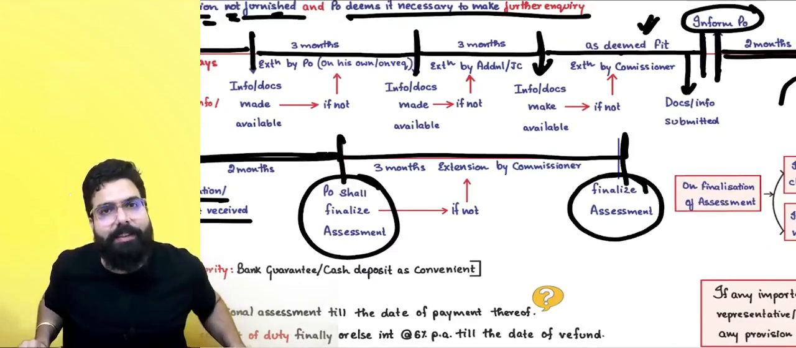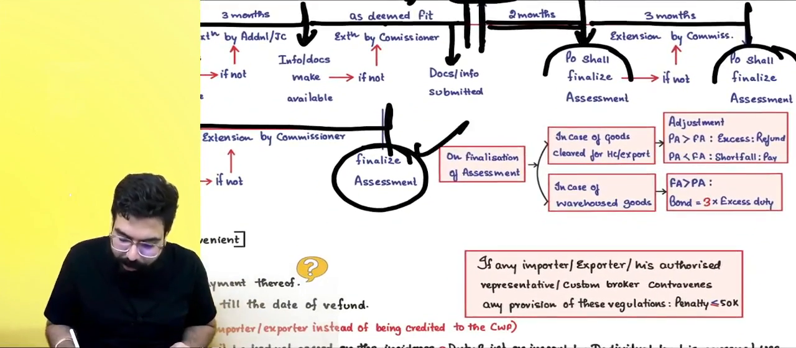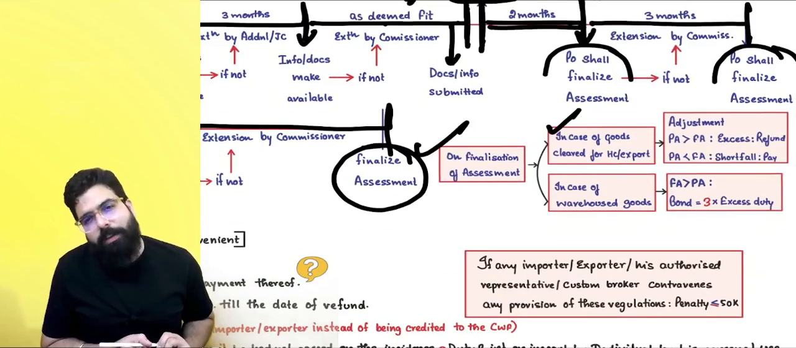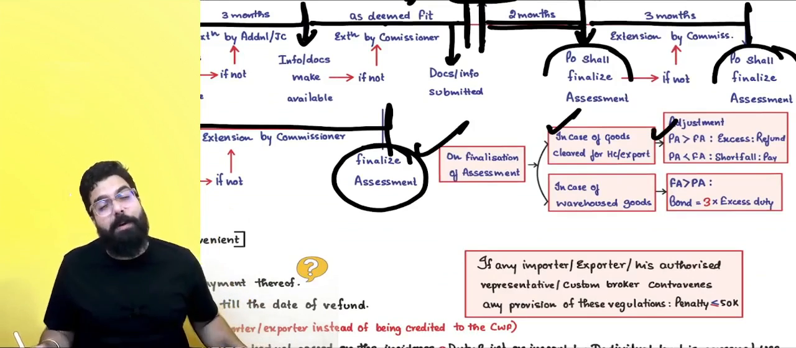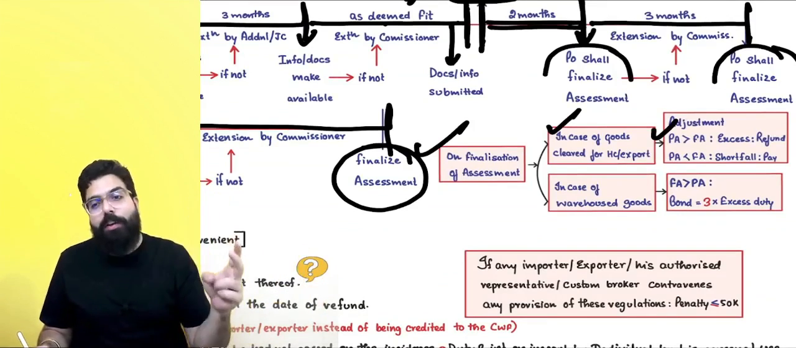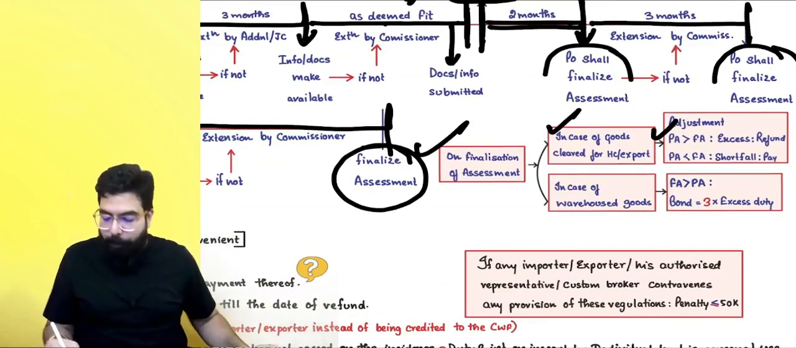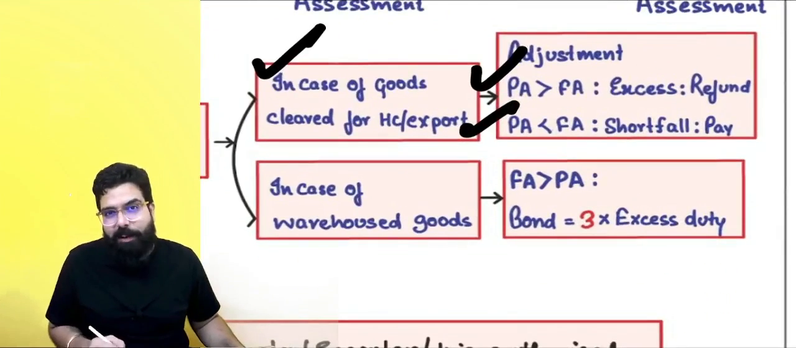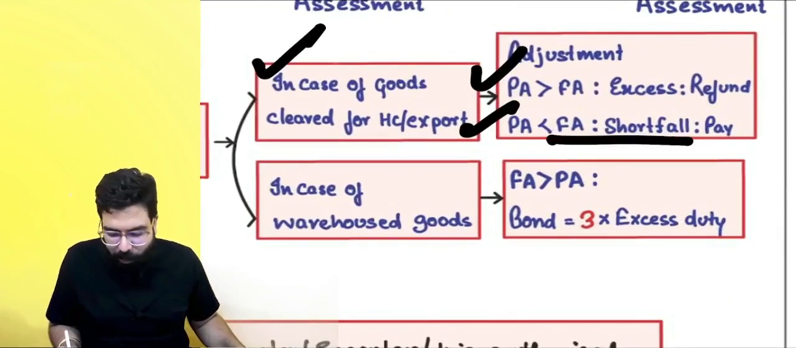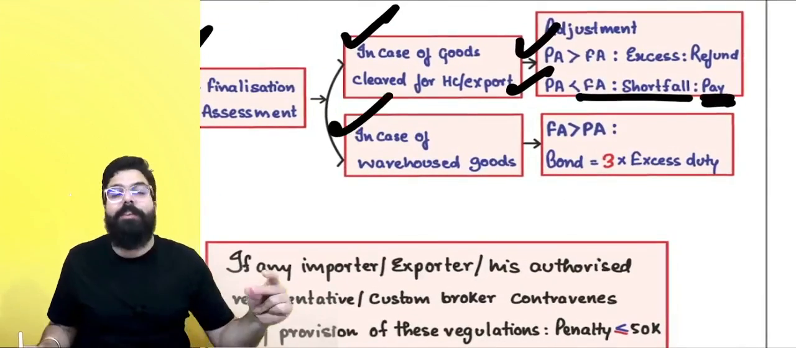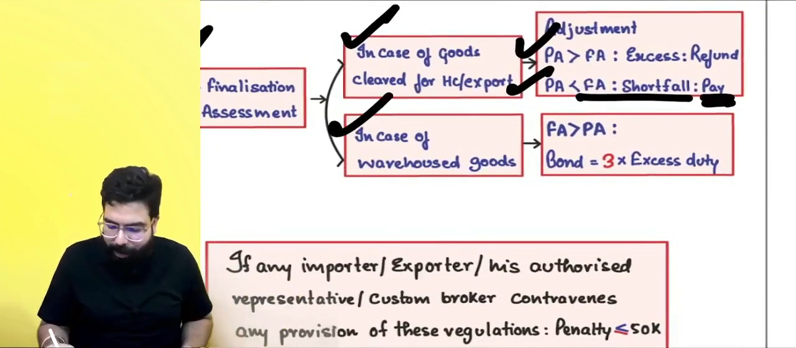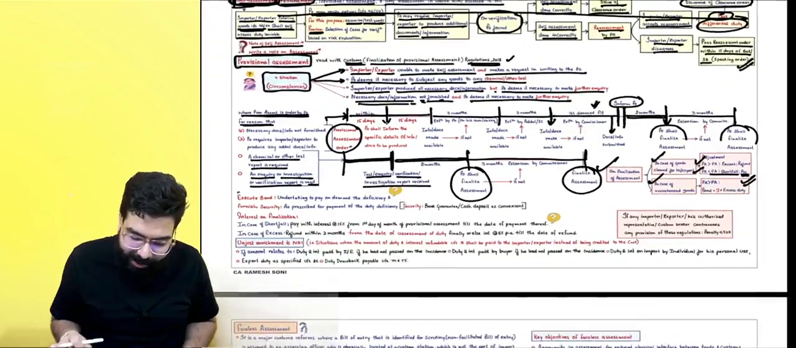If on finalization, same thing over here. In case of goods which were cleared for home consumption or for export, if provisional assessment was greater than final assessment, then you will be refunded the extra duty, and if provisional assessment was less than the final assessment, then you have to pay the shortfall. Okay, sir. In case of warehouse goods, you will have to give a bond of 3 times the amount of the differential duty.